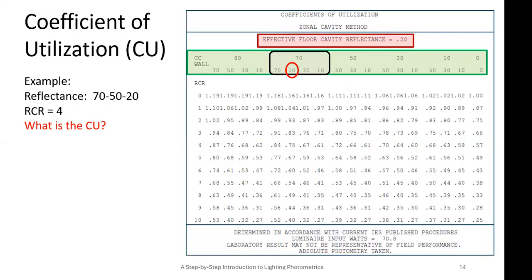Typically we'll use 0.2 for our calculation on our floor. You can adjust that if the floor is a lot lighter or a lot darker. Typically we don't, but you can. So now we're going to go vertically and look at our room cavity ratio. The smaller numbers are going to be like that open office, so you're going to be a 0 or maybe a 1, something like that. A hallway may be up around 5 or 6 or 7.